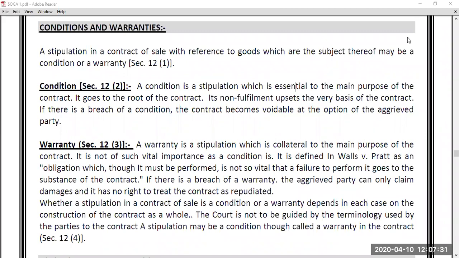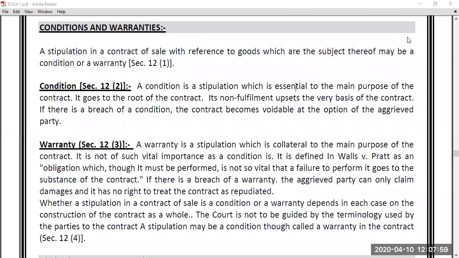And as a result, if this statement proves wrong, Kareena cannot return the necklace back to Silpa Jewelers. But yes, she can claim damage compensation, but she cannot return the product. So the contract does not become voidable at the option of the aggrieved party, who is the buyer over here. She cannot return the necklace back and claim the whole price back, but she can only claim the damage compensation.